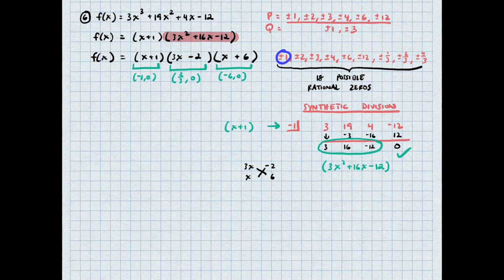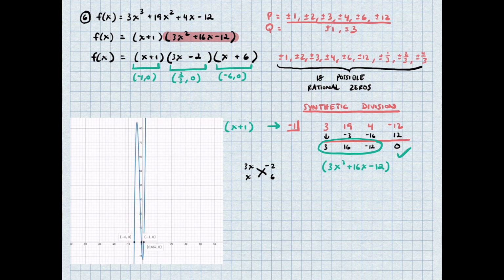The negative 1, negative 6, and positive 2/3 would be the only three that would work on this list of 18 possible rational zeros. Throwing this into a graphing calculator, we can see that we have our negative 6, negative 1, and positive 2/3.